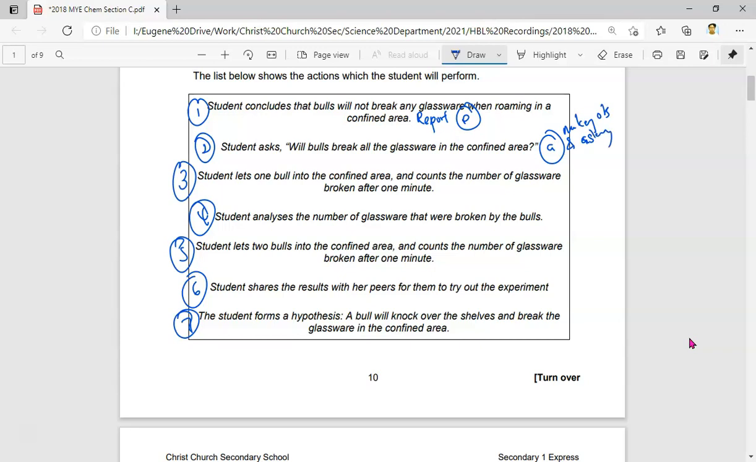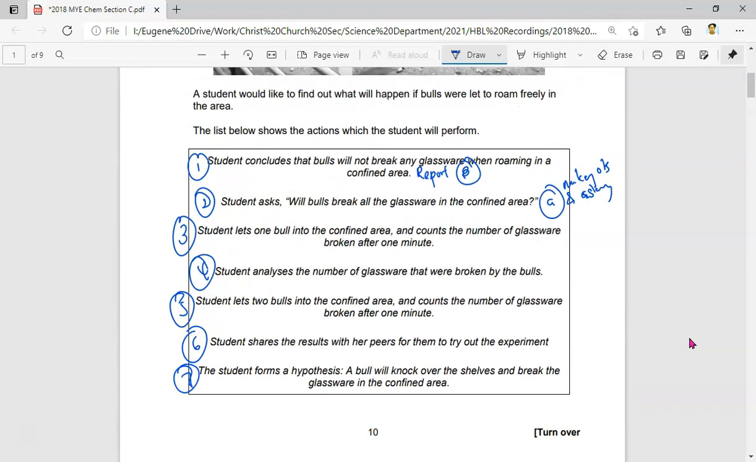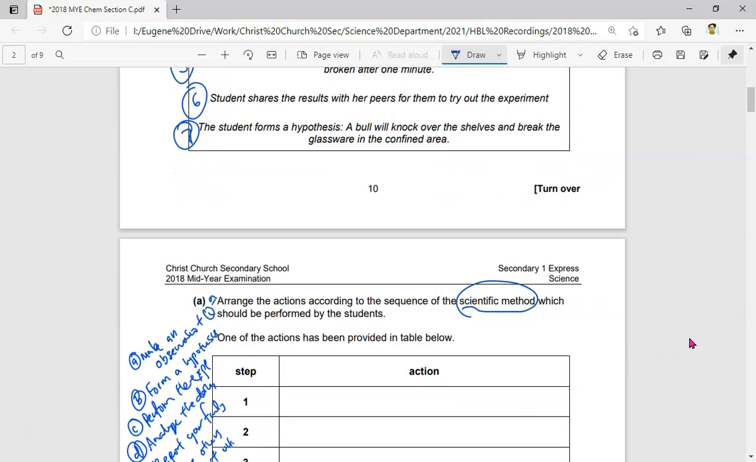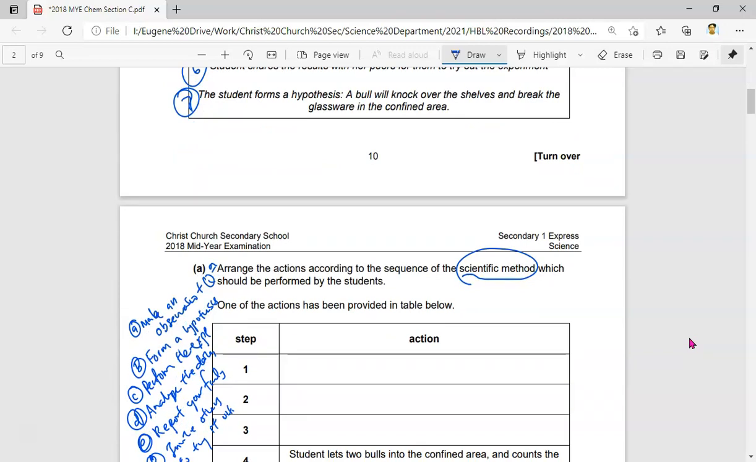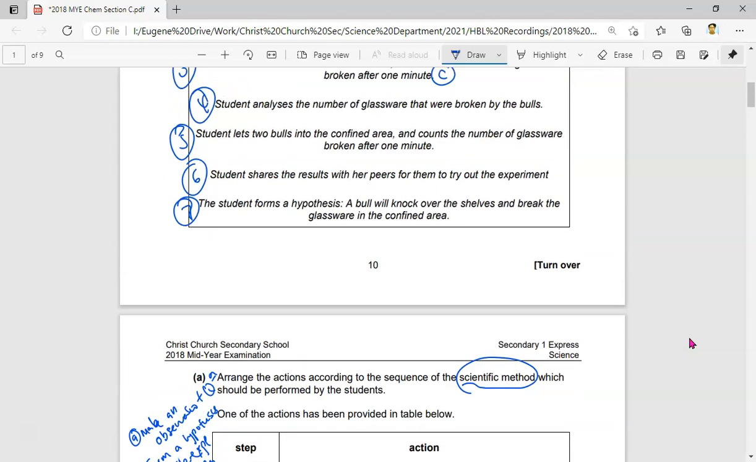So this is A, and report is E. Student lets 1 bull in the confined area. This one looks like it's part of the experiment. So experiment is step C. Analyze the number. Analyze will definitely be under analysis. So this is step D.